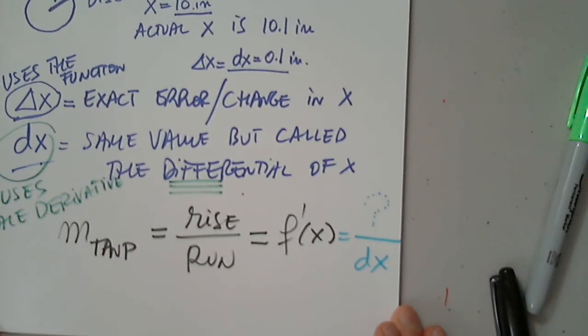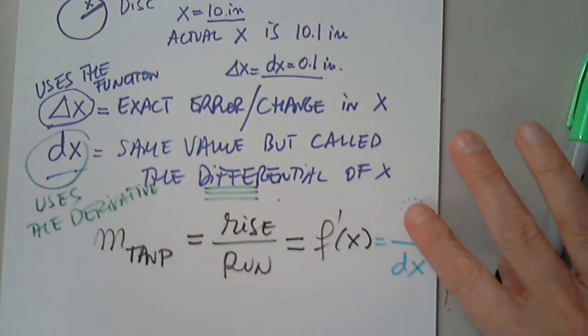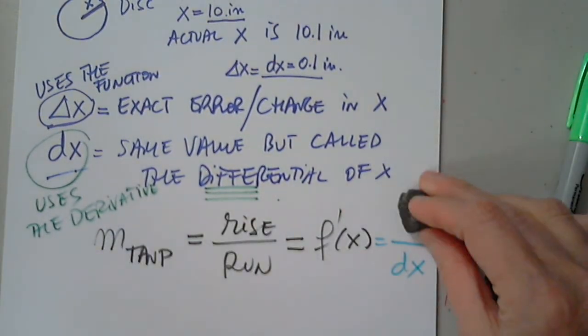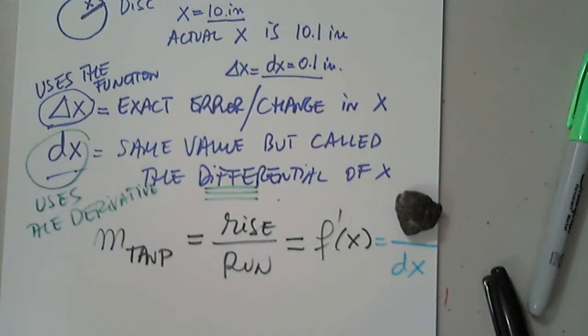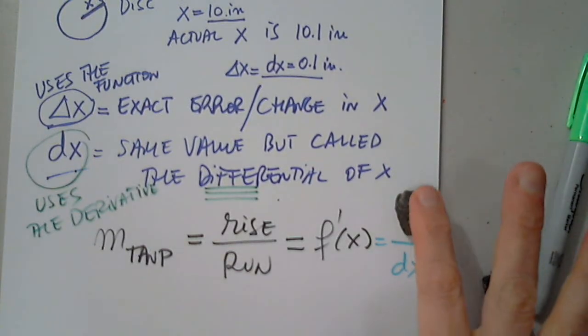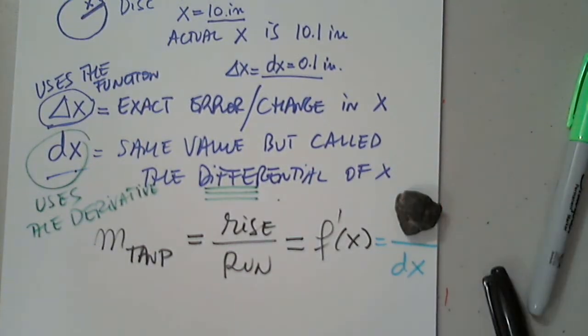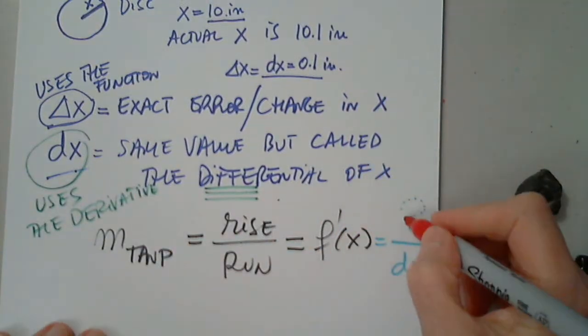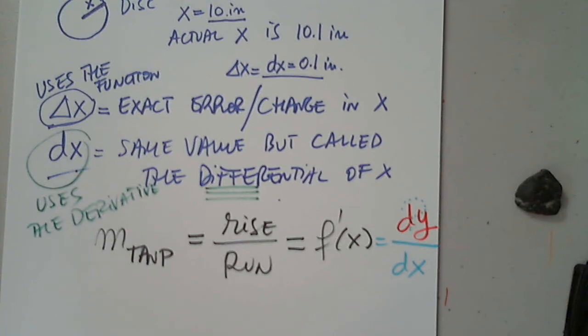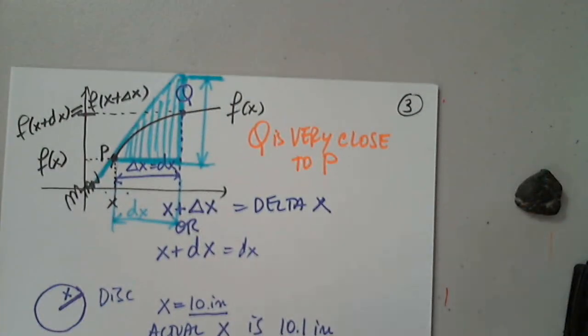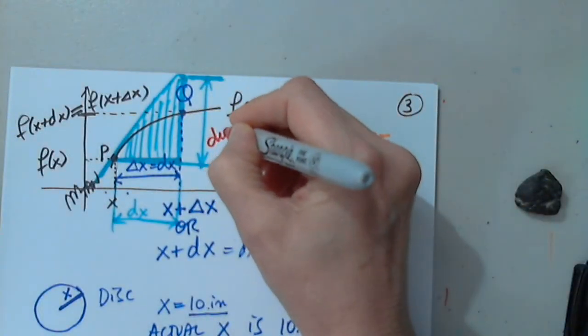Okay, so now let's think for a moment. What can I put here? There is only one thing that fits in that spot. dy. Of course. There is nothing else. So this piece is dy.